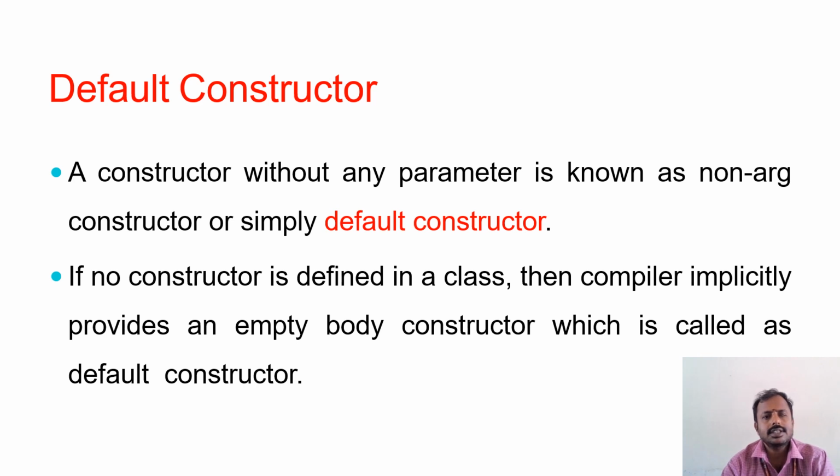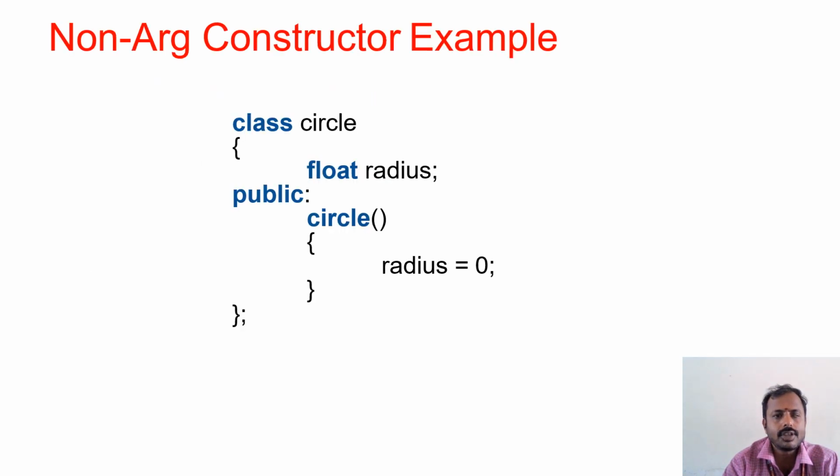The default constructor is a constructor without any parameter, known as the non-argument constructor or simply called a default constructor. If no constructor is defined in a class, the compiler will implicitly provide an empty body constructor, which is called a default constructor. We have no need to write code for the default constructor. At the time of compilation of the program itself, the constructor body will be embedded by the compiler. So this is what a non-argument constructor is.